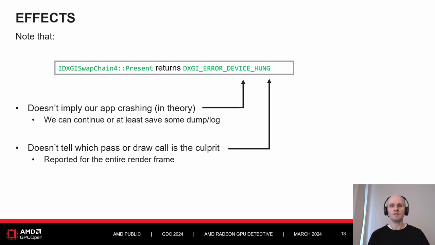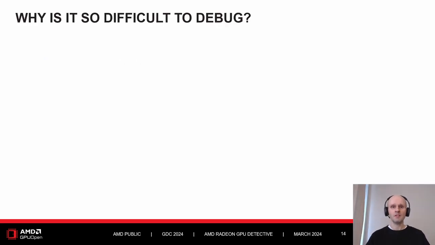Second implication is that an error code returned from a function like Present means we have it at the level of the entire render frame. It doesn't tell us which specific render pass, which draw call, which shader caused the crash. And this is a big problem. This entire presentation is about trying to solve this problem. But first, let me explain why it is so difficult to debug.